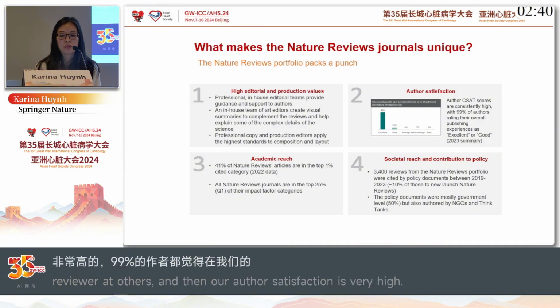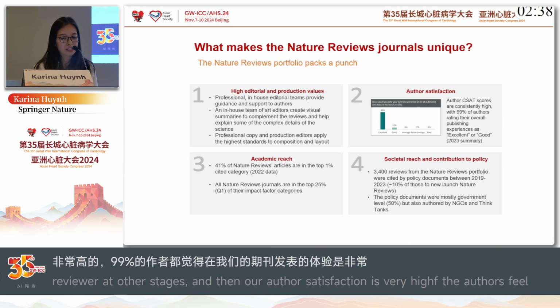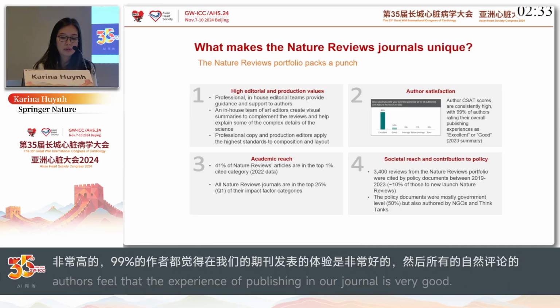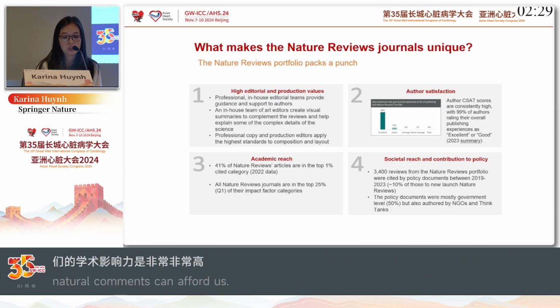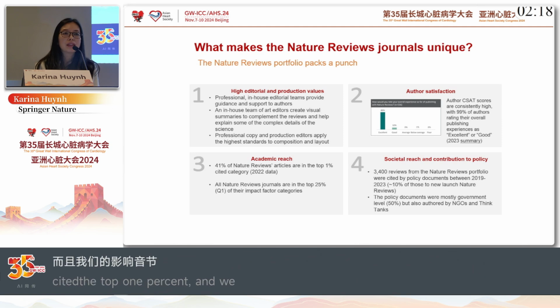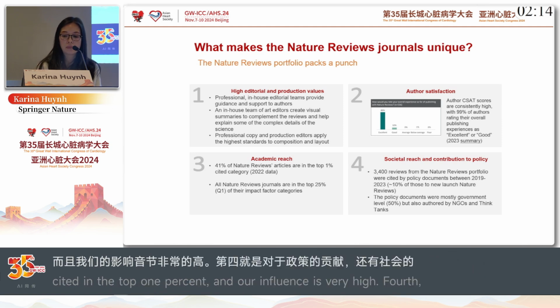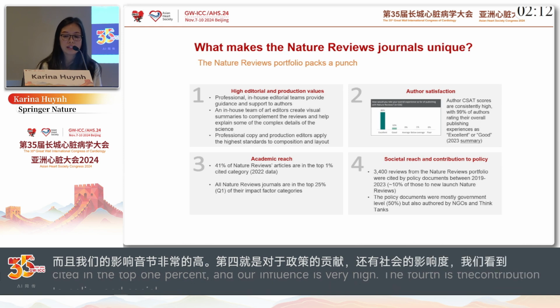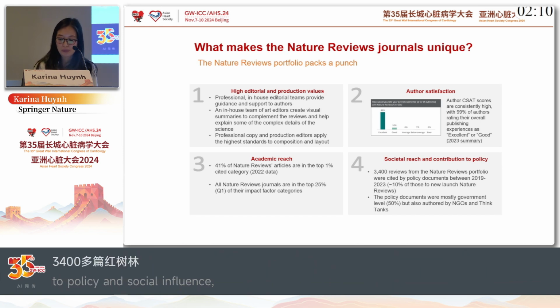Third, I think all the Nature Reviews titles have really wide academic reach. 41% of the Nature Reviews articles are in the top 1% of the cited category, and this data is from 2022. And all Nature Reviews journals are in the top 25% of their impact factor categories. And finally, in terms of societal reach and contribution to policy, 3,400 reviews from the Nature Reviews portfolio were cited by policy documents between 2019 and 2023.